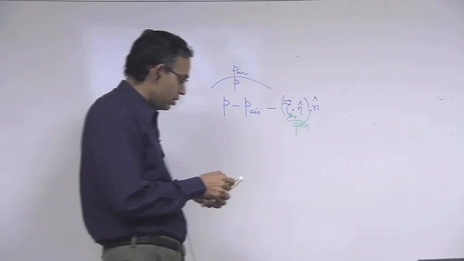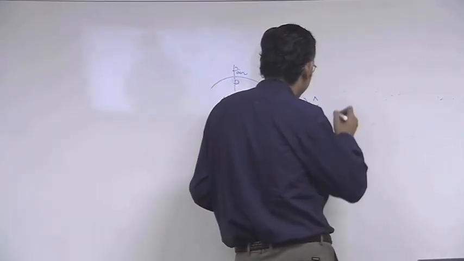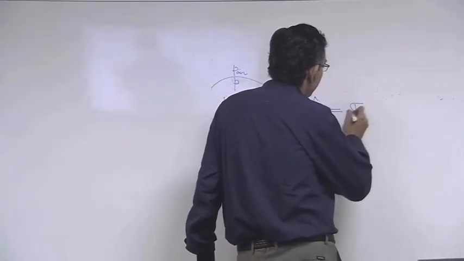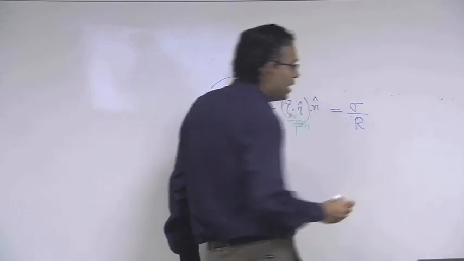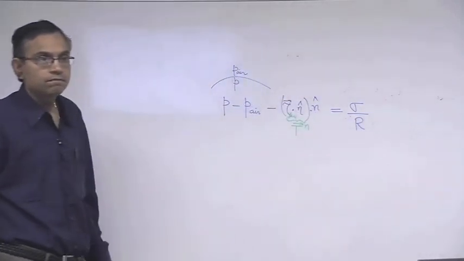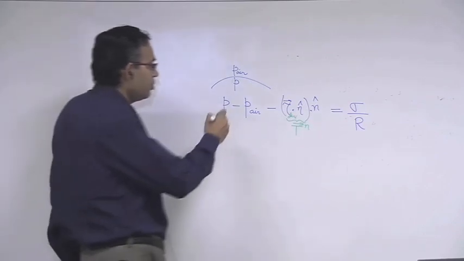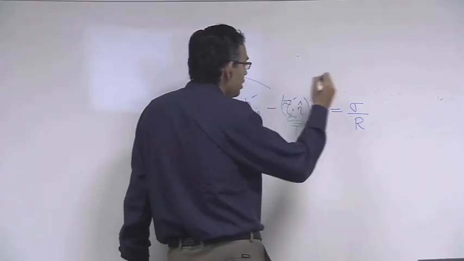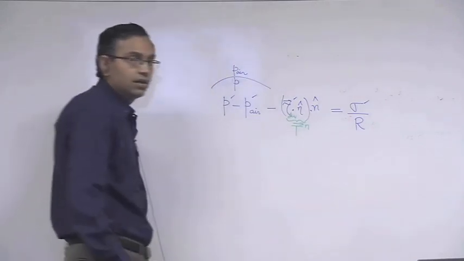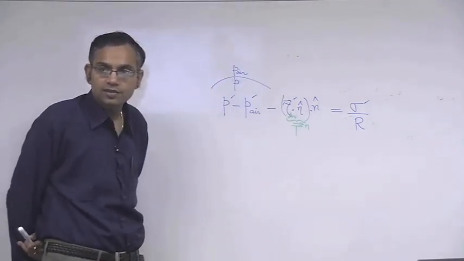So, this is equal to what? Sigma by R. Again, if you are interested to write the dimensional form and all these things, better write the dash.